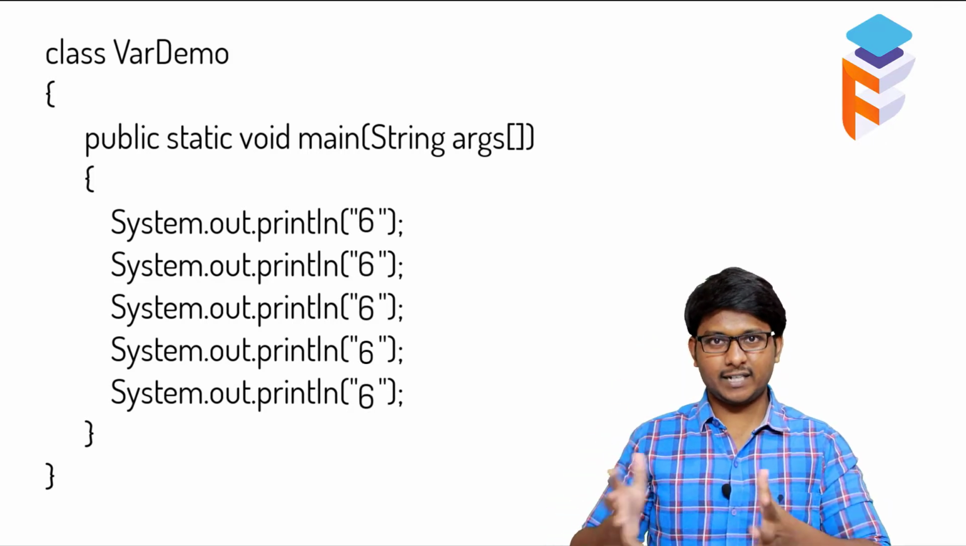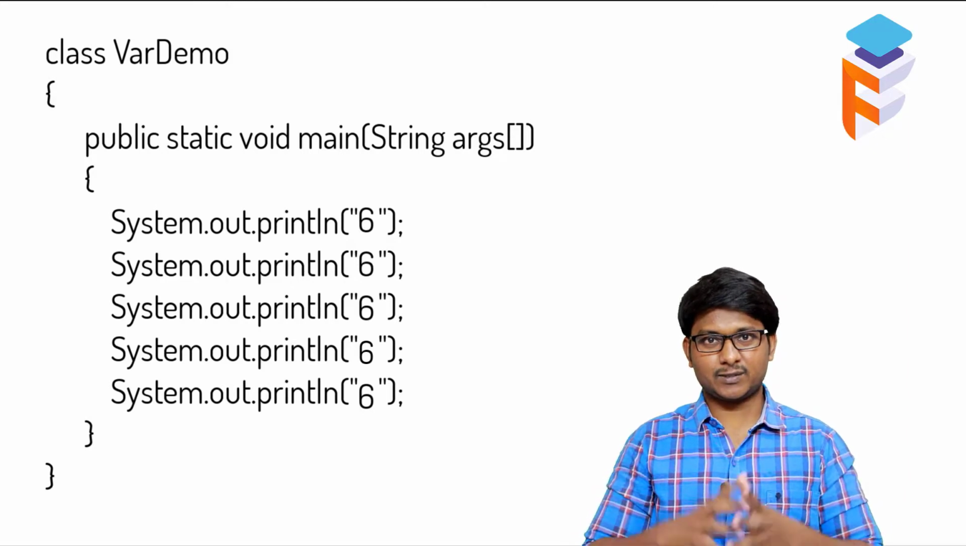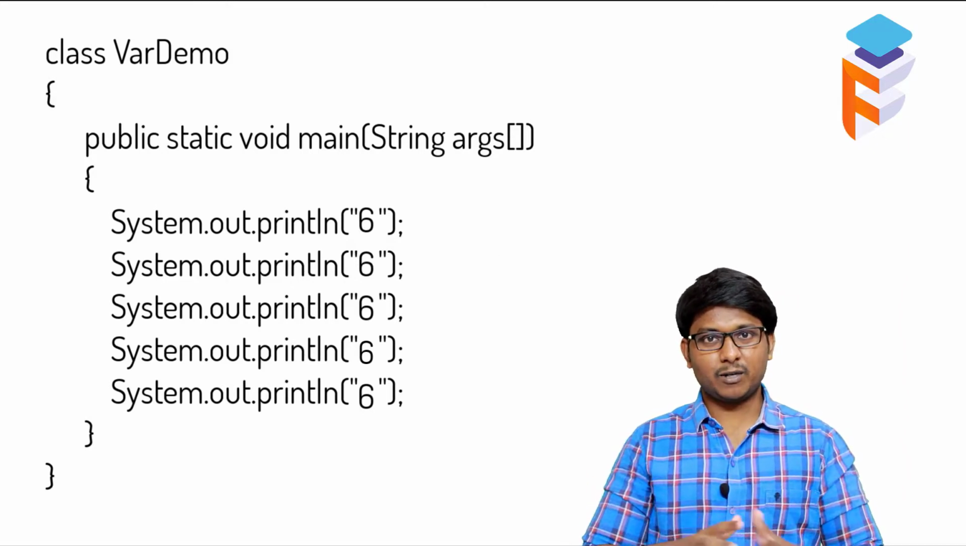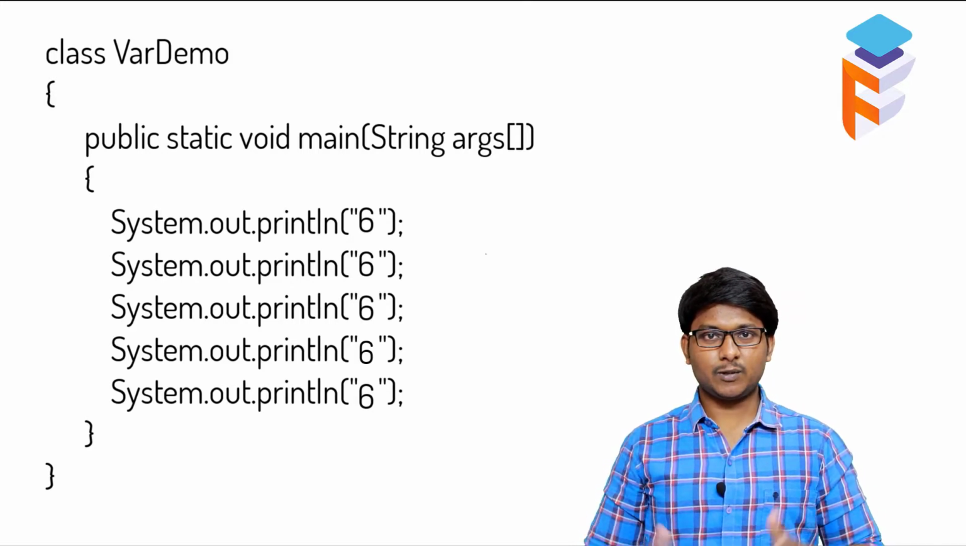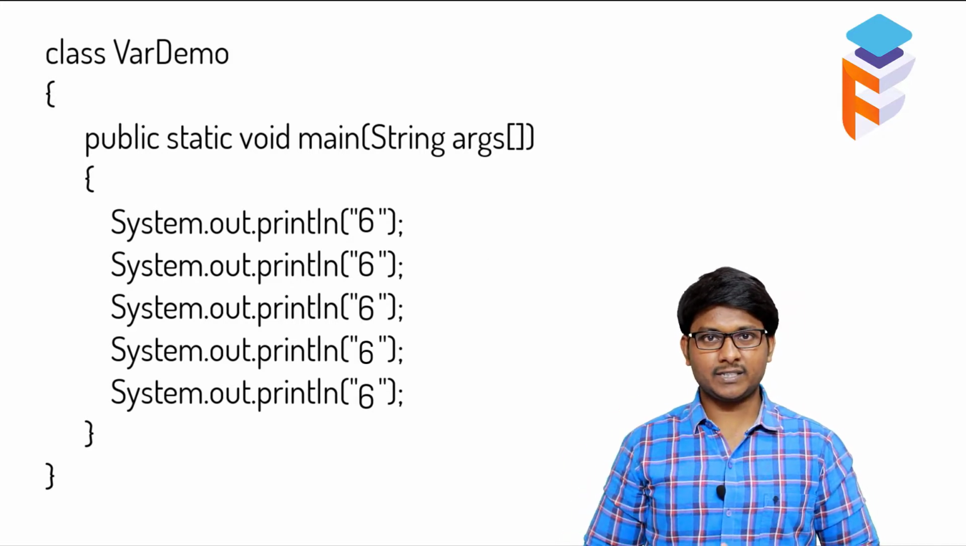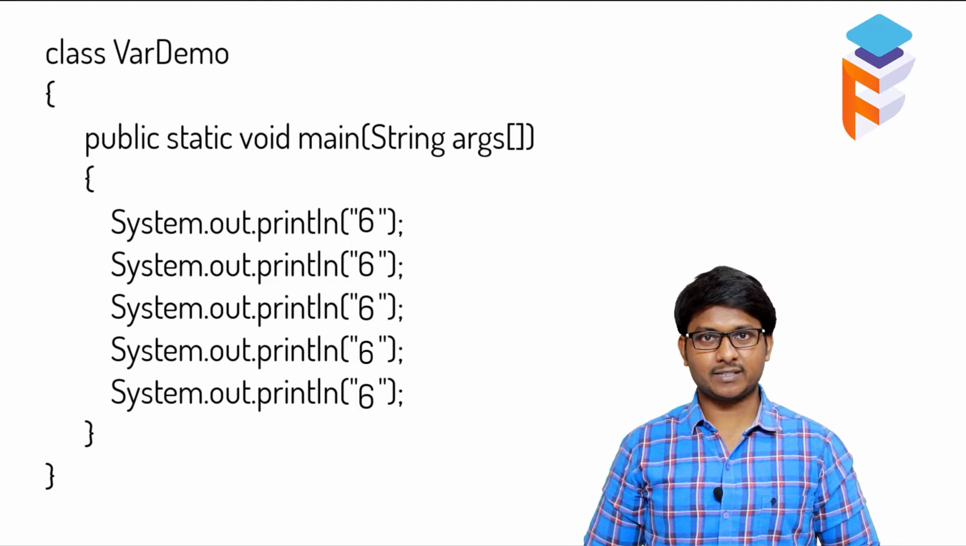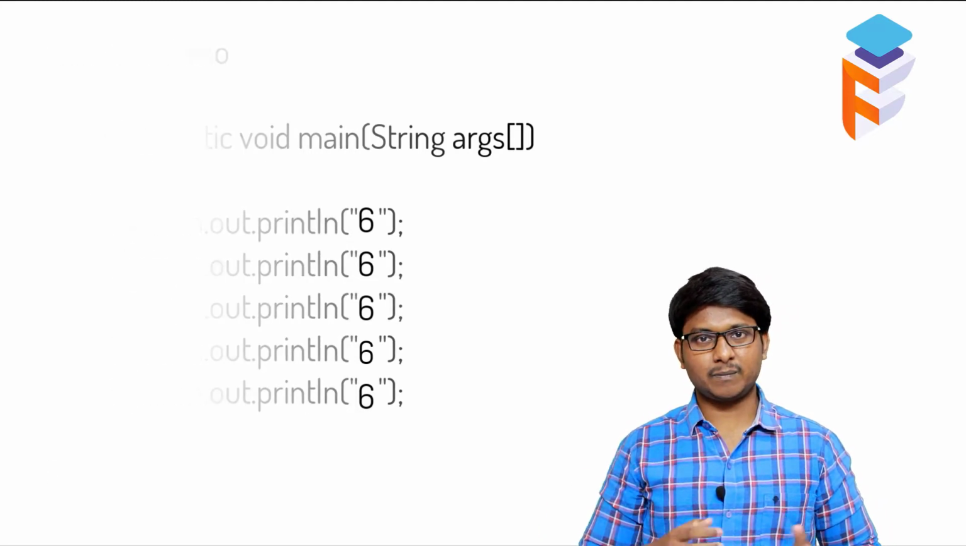Since we have only 5 lines in our program, it is very easy for us to change that number 5 to number 6. But what if our program has 1000 lines? It is very difficult, right? So to overcome this problem, we can use the concept of variables. Now let's see how we can solve this problem by using variables.